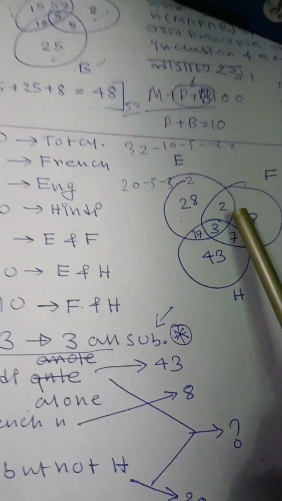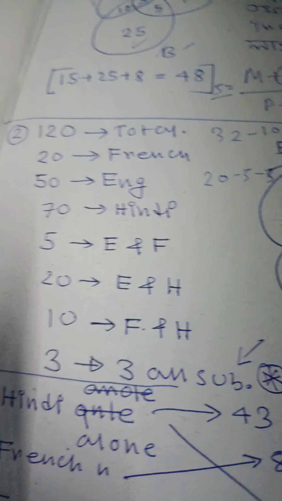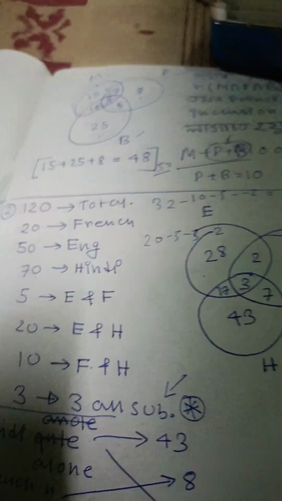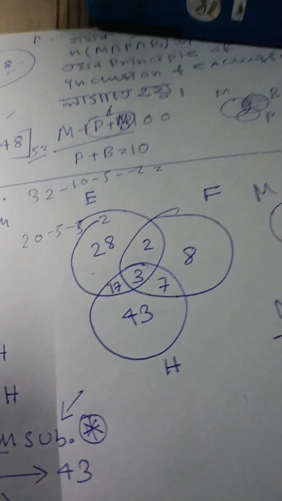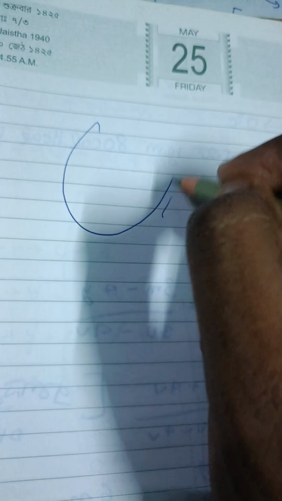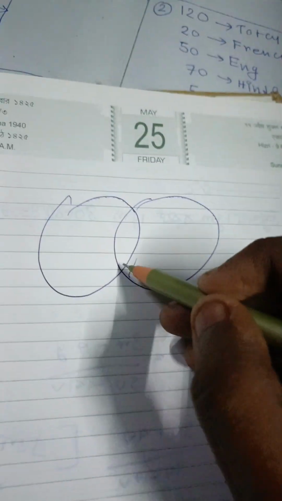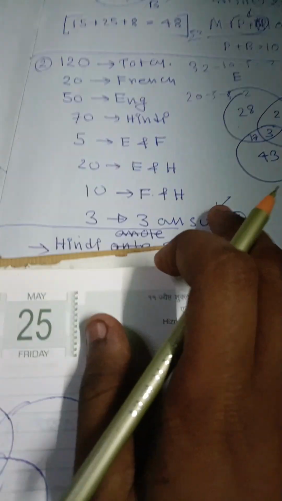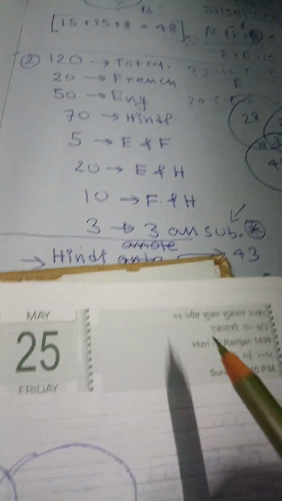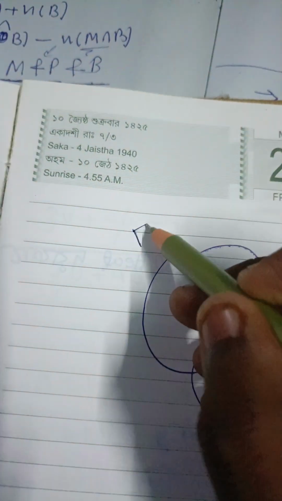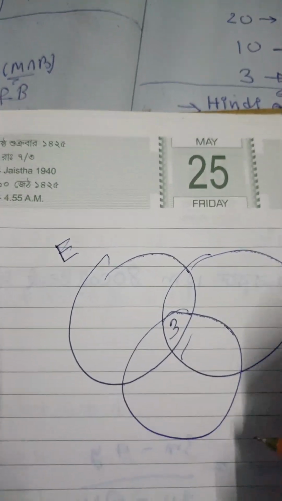I guess it will be better if I solve the problem live here, so let me take a minute. So here it is. Let's see the data. The first thing we will see is all three subjects, which is 3. I mean the intersection of them. So let's take English, French and Hindi.